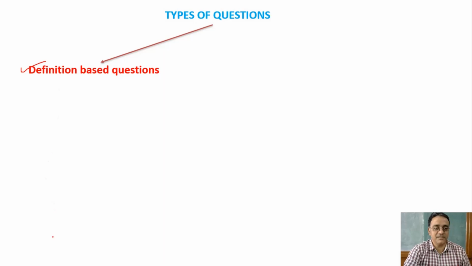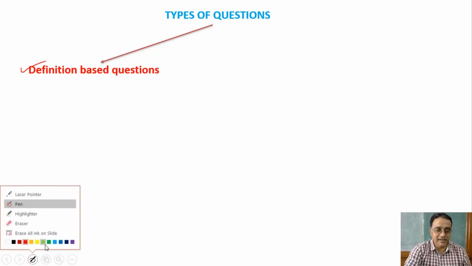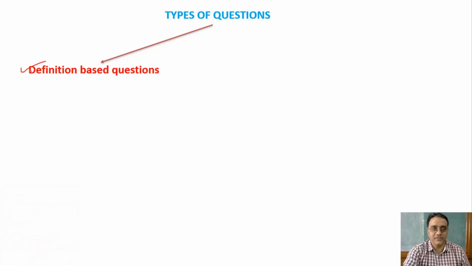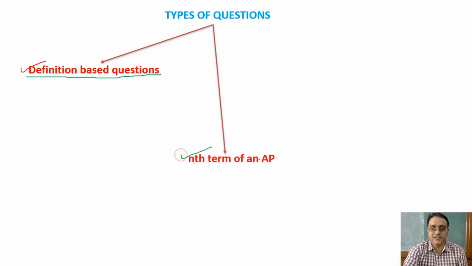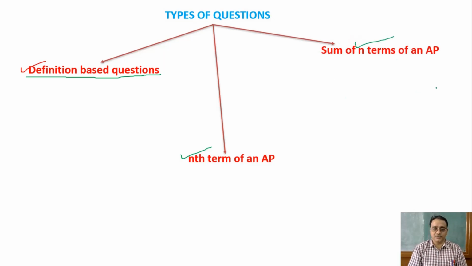Definition based question means जो arithmetic progression का जो definition है, based on that some questions are there that I will tell you one by one. And second type is nth term of an AP based questions, and the third one is sum of n terms of an AP based question. So ये main three categories हैं.